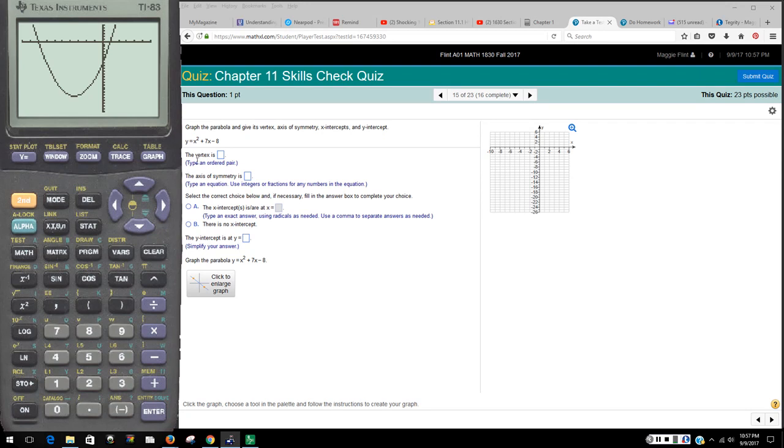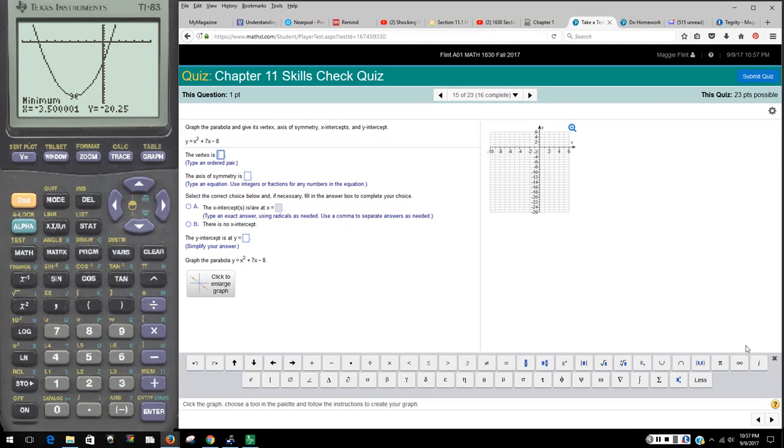It says, what is the vertex? The vertex is the minimum value right here. Second, trace, choose minimum. Move your cursor to the left of the minimum. Hit enter. Move to the right of the minimum. Hit enter. And enter one more time. And your vertex is negative 3.5, negative 20.25. And that is a point.